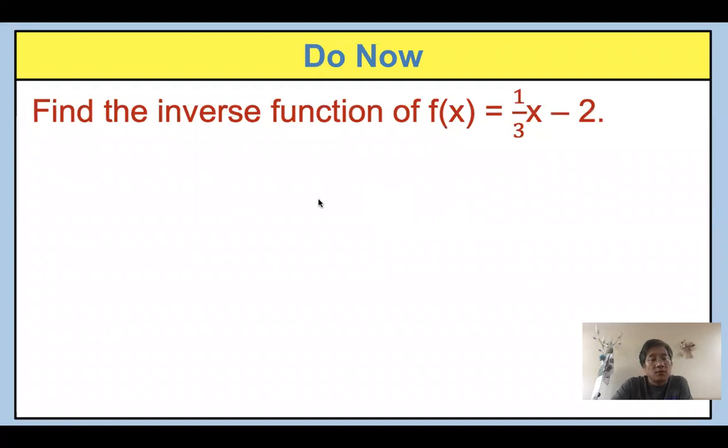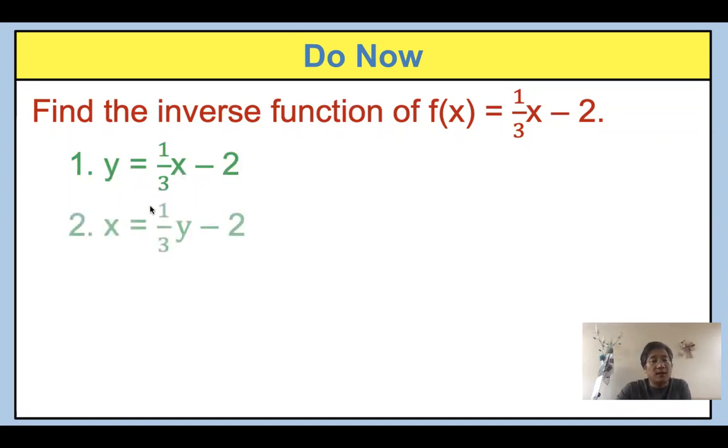So now let's try together. What's the first step? Yes, first step you rewrite y instead of f of x. It's the same function, you didn't do anything. Now to find the inverse function, what do you do? The inverse function is a reflection over the y equals x line. So y equals x, x equals y. You switch x and y.